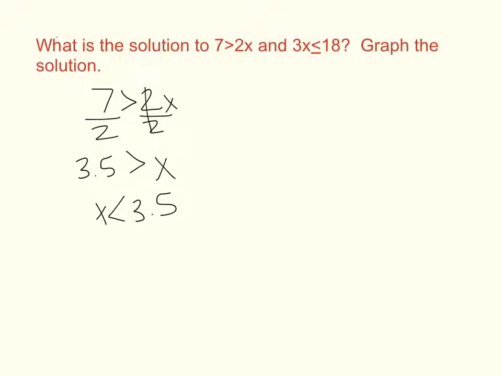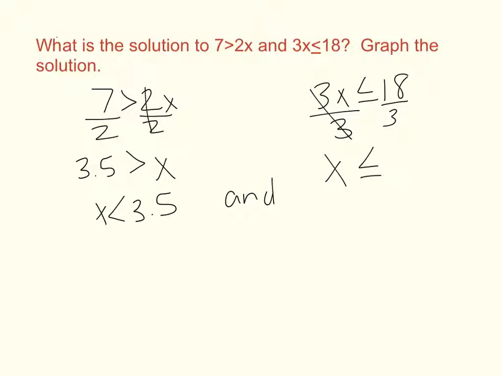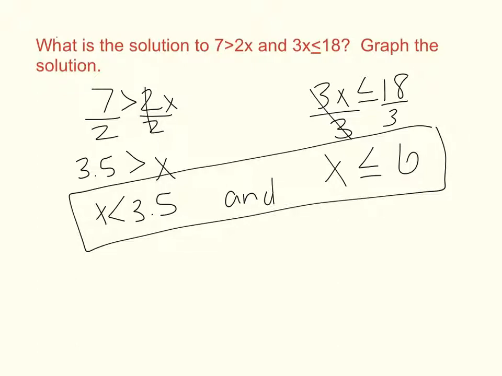Then we need to work on the second part of the "and". If we solve the second inequality, x has to also be less than 6. So here's our statement, which means that x has to be less than 3.5 and x has to be less than 6. So we're going to graph each of those on a number line.